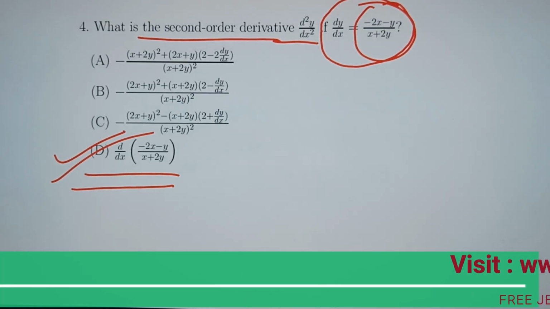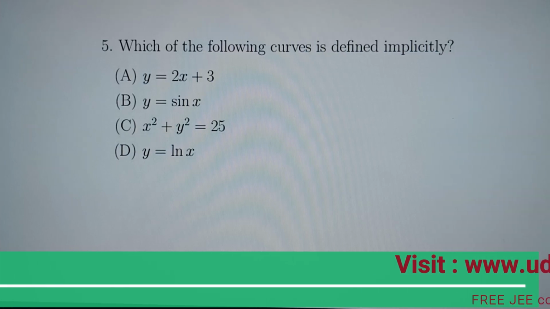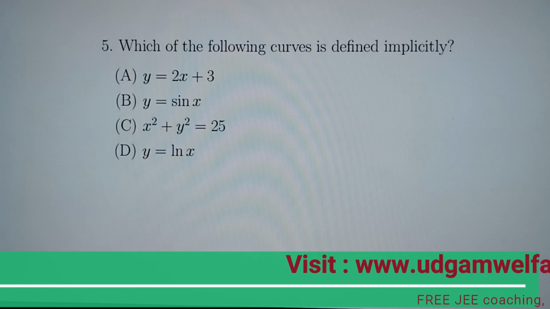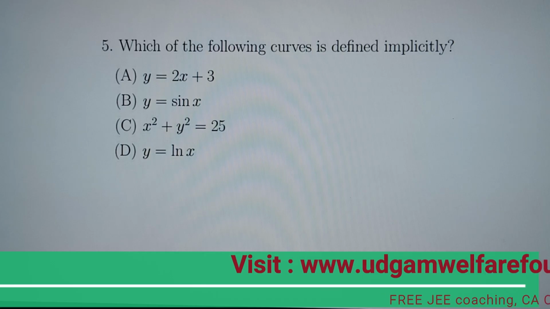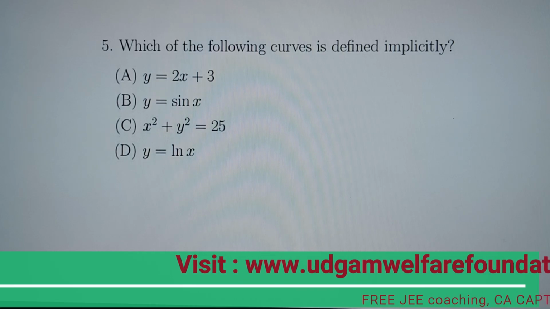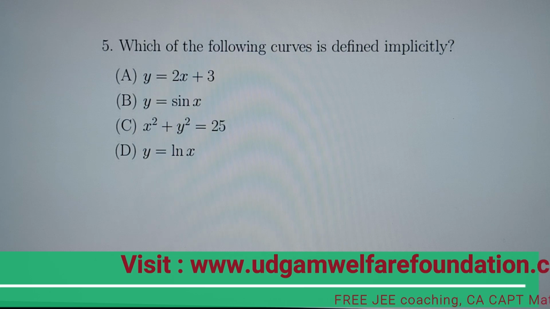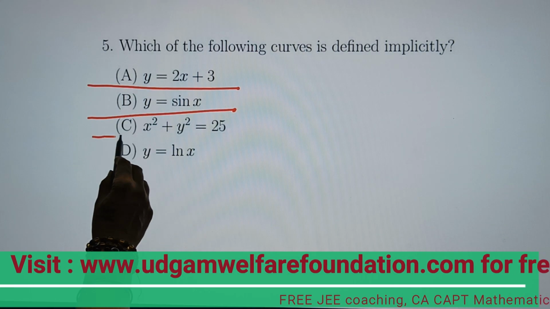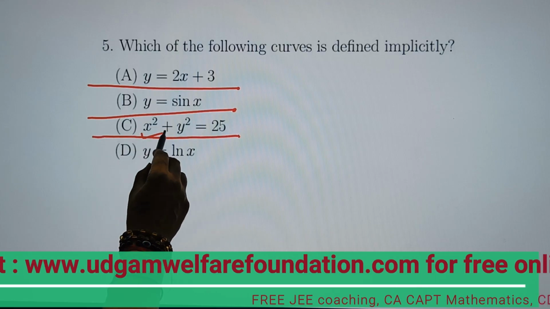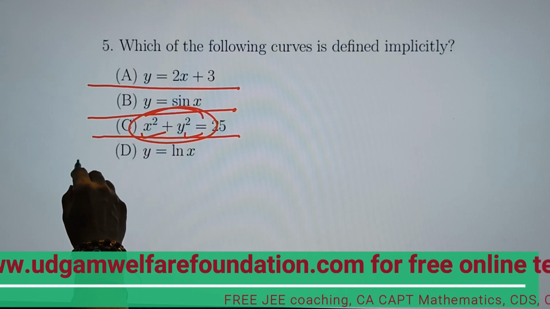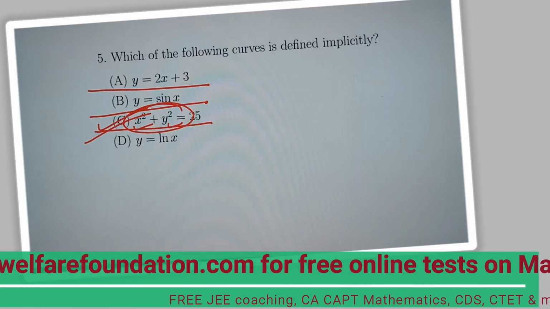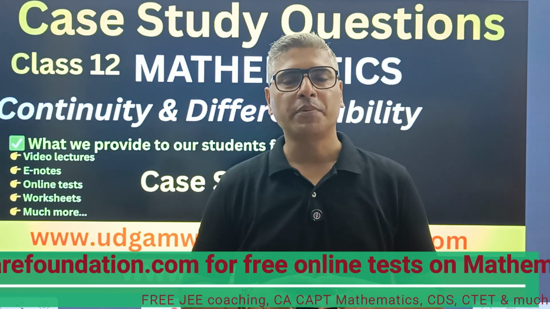Now let's move towards question number 5. So students, here comes our question number 5 of this case study. Which of the following curves is defined implicitly? As we discussed, implicit functions are those where y cannot be separated from x. Here it is already separated, here also it is already separated, but in option number C you can see that x square plus y square is given. So option number C is our correct answer here. So students, that was the last question of this particular case study.